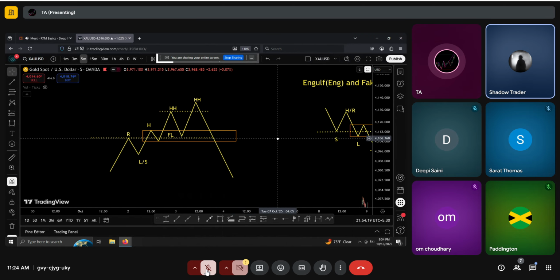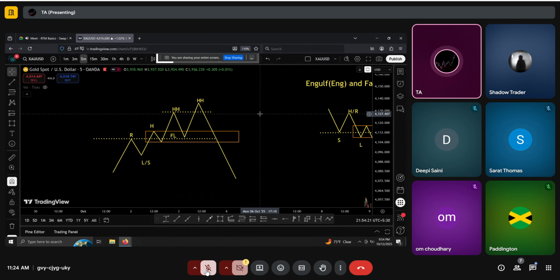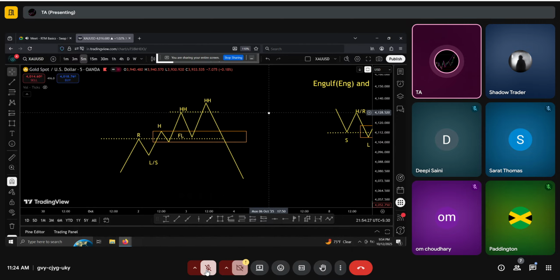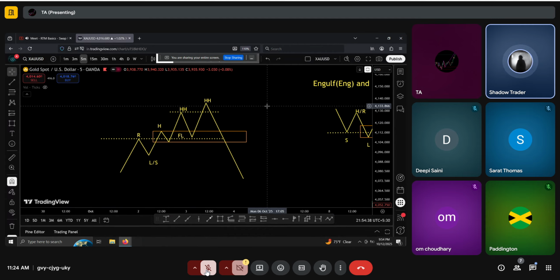Okay, so now first we will look at bullish structure. So what is engulf? Engulf is simply when the price breaks, in general terms, whenever price breaks any level, we call this engulf.